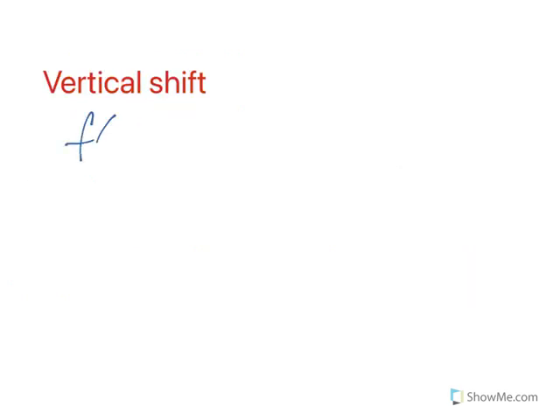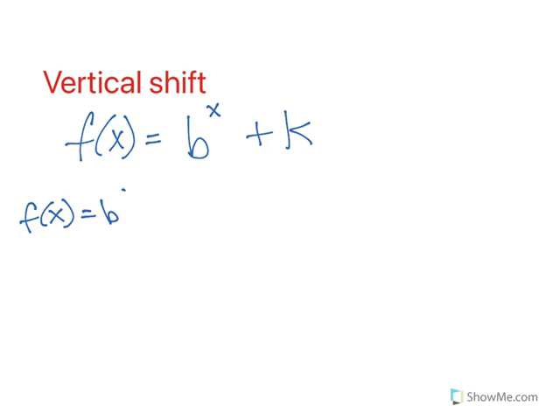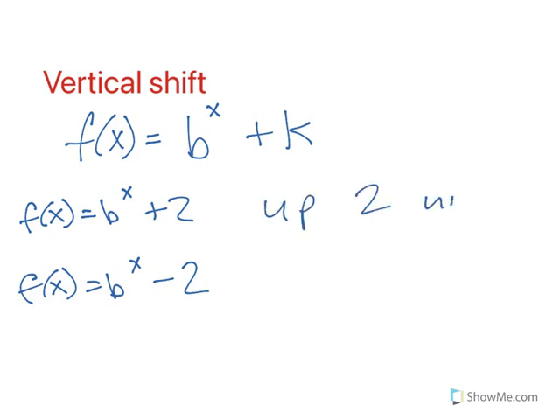Vertical shift. A vertical shift can be seen in the function by looking outside of the variable. So I'm going to have x as my exponent. If a number is with that x, that's a horizontal shift. And if it's outside, like this k, then we have a vertical shift. So if I would have f of x equals b to the x plus 2, and f of x equals b to the x minus 2, plus 2 on the outside means we're going to go up 2 units, and minus 2 on the outside means we're going to go down 2 units.